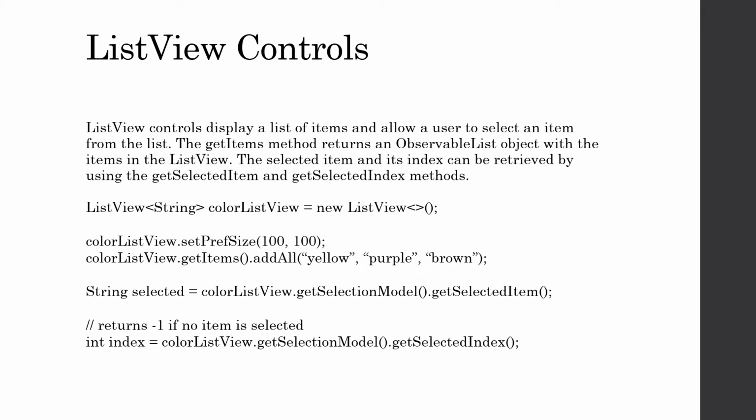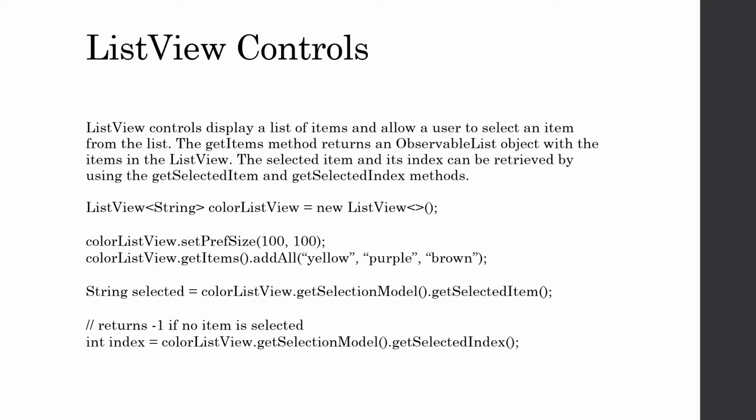The next line is where we're using that getItems method to retrieve the list of items inside of that list view. In this case, when we first use getItems, that list is initially empty. So we're going to use the addAll method to add several items to it at once. In this case, I'm adding 3 colors to the color list view. So I'm putting in yellow, purple, and brown as 3 strings.